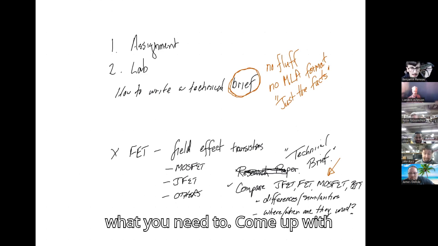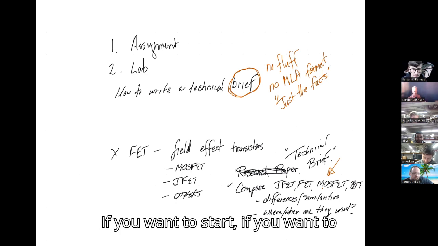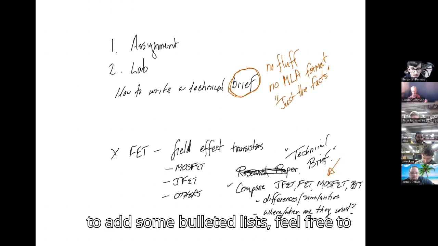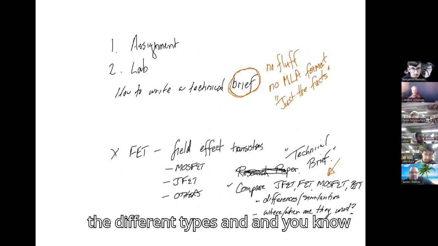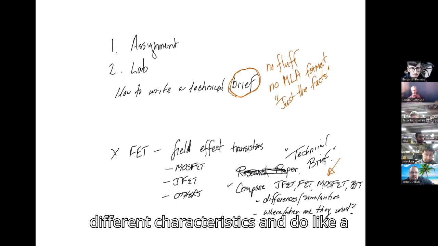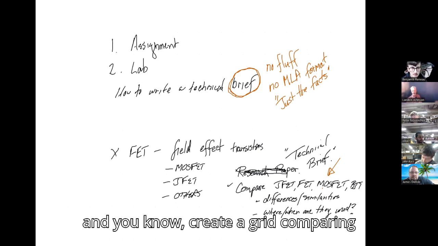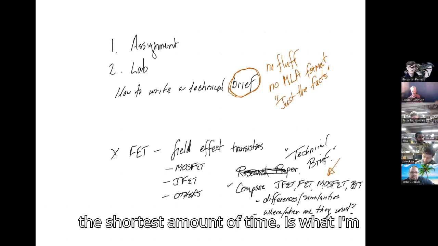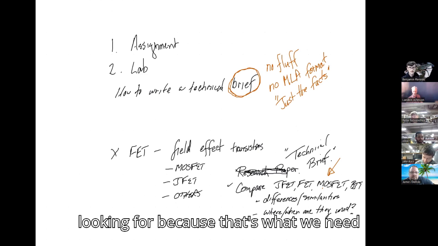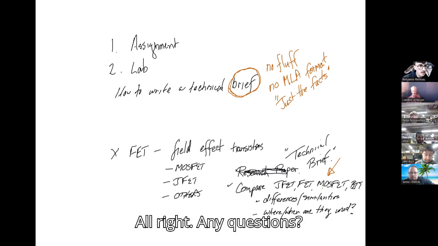Okay, so I've told you what you need to come up with, and I've told you kind of how I want it. If you want to write it out, write it out. If you want to add some bulleted lists, feel free to do that. If you want to do a chart with the different types and different characteristics, like a grid, you could do that in Excel and create a grid comparing them. I don't care how you do it. Whatever gets me the most information in the shortest amount of time is what I'm looking for, because that's what we need in the industry, correct? All right, any questions?